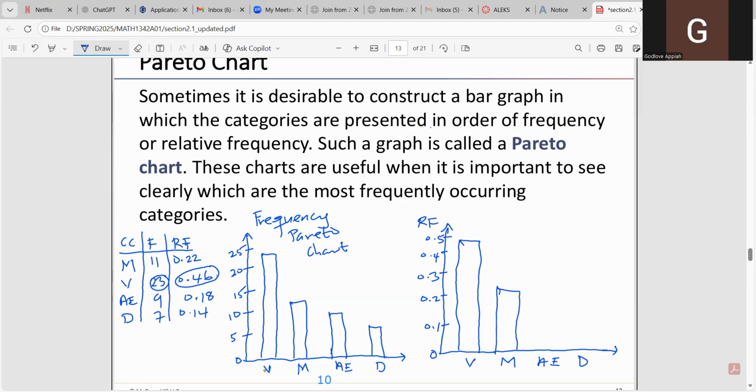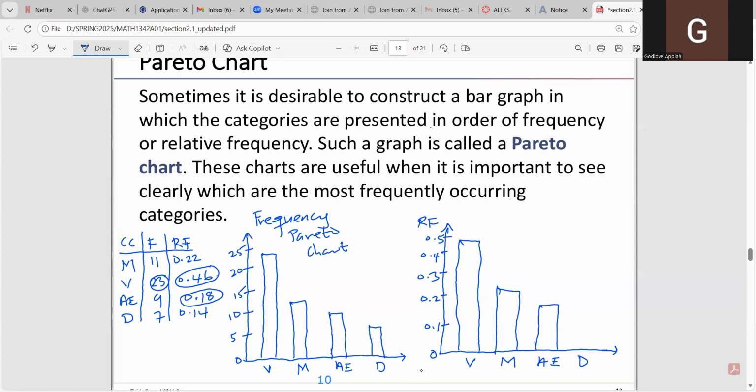And then American Express has a relative frequency of 0.18. So I'm going to have a rectangle on top of American Express that corresponds in height to 0.18. 0.18 should be somewhere below 0.2, so I'm going to have a rectangle right here.